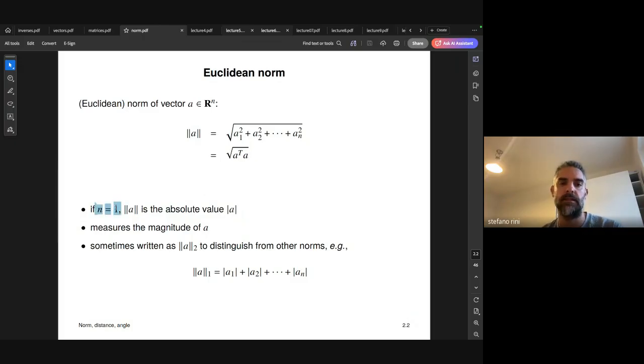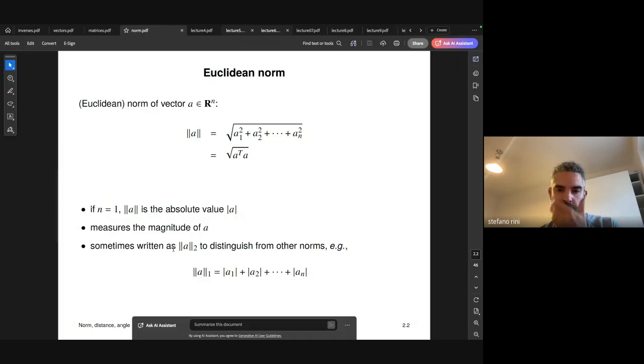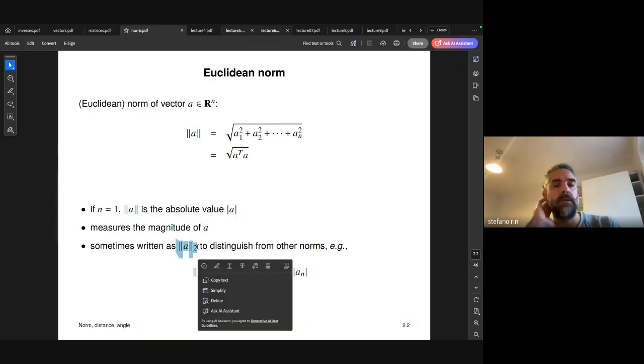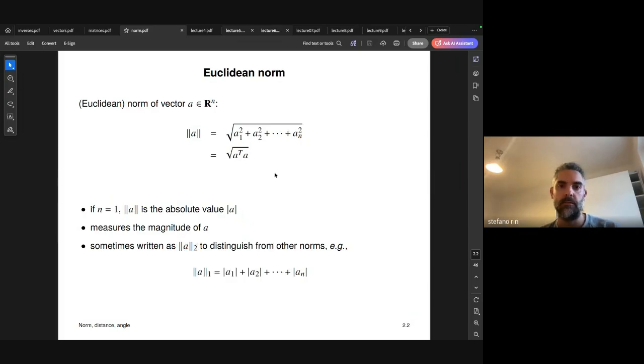And note that if n is equal to 1, then you have the absolute value. And sometimes we use this notation because the Euclidean norm can be generalized to any other power, right? So here you can put power 1, power 2, power 3. And well, the square root can be the root of order 1, 2, or 3.